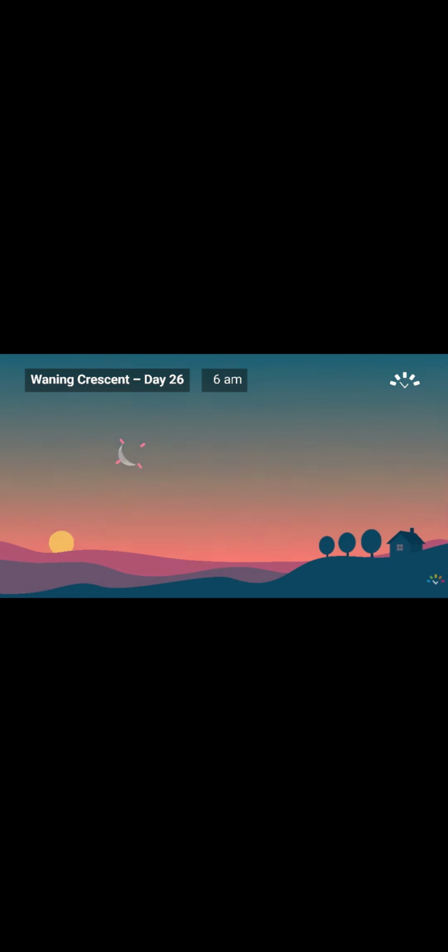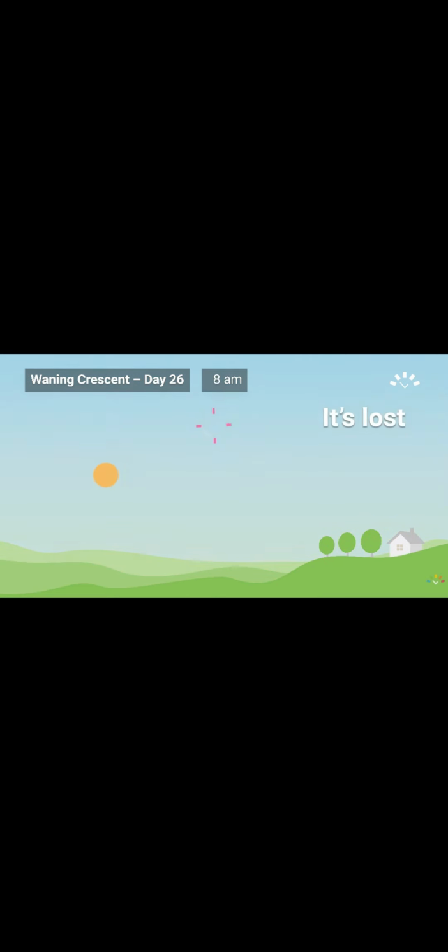A few days after half moon, it shrinks away again, rising as a thin crescent just before sunrise, and once more it's lost in the glare of the sun. As the moon passes between the Earth and the sun, we're back at new moon again. It's been just over 4 weeks since the last new moon, and the lunar cycle begins again.